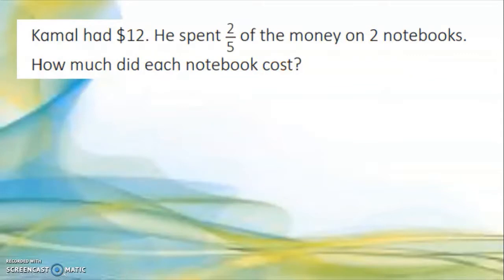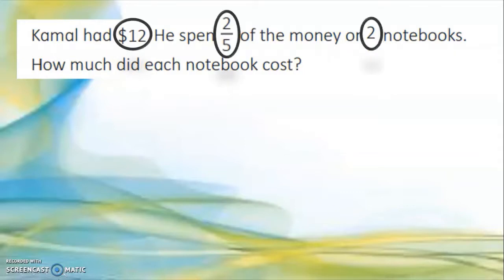For example, we have a problem here. Kamal had $12. He spent 2/5 of the money on 2 notebooks. How much did each notebook cost? So we need to find the important information. We have $12, the 2/5 of money that was for 2 notebooks.